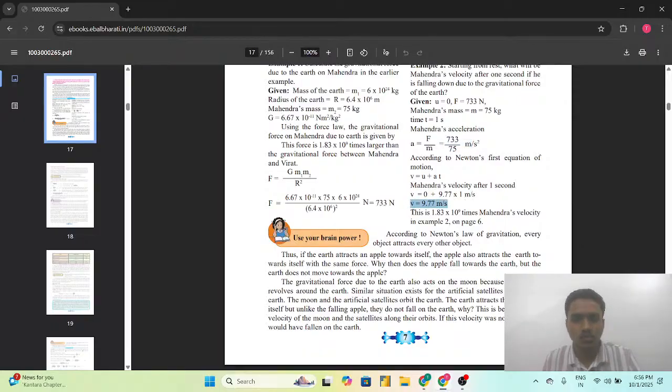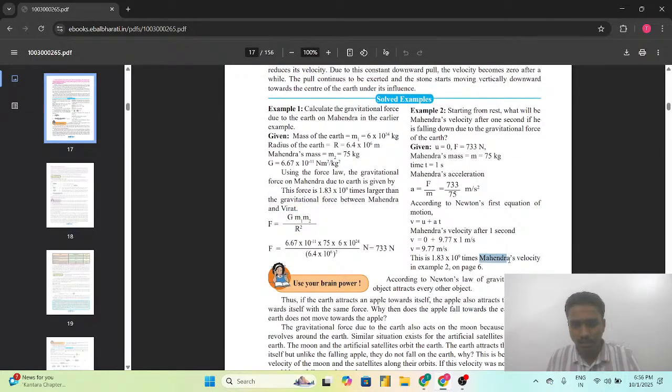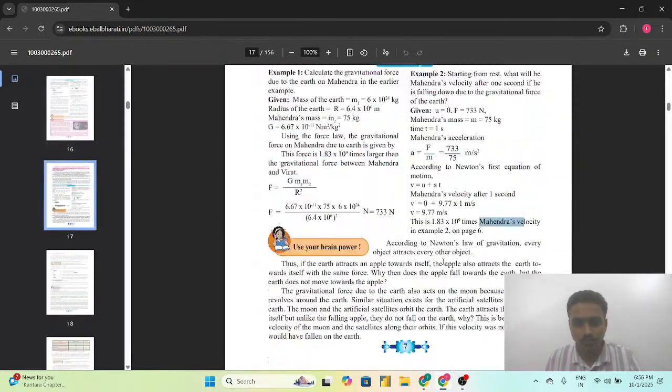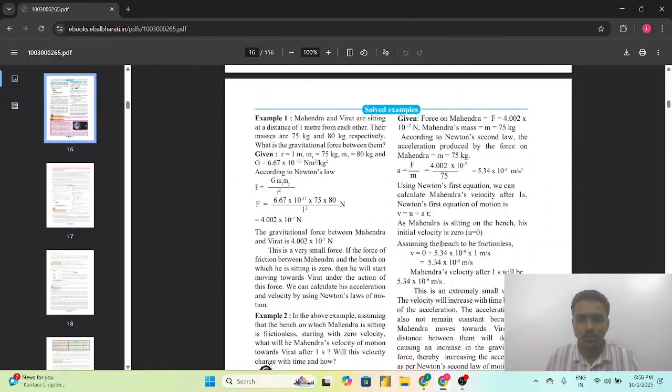So the final velocity comes out to be v equals 9.77 meter per second. This is 1.83 into 10 raised to 9 times Mahindra's velocity in Example 2 on page 6. That means we are comparing it with Mahindra's velocity in Example 2 on page 6. So here we have page 6, example number 2.